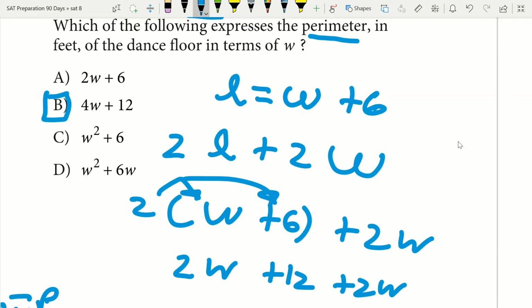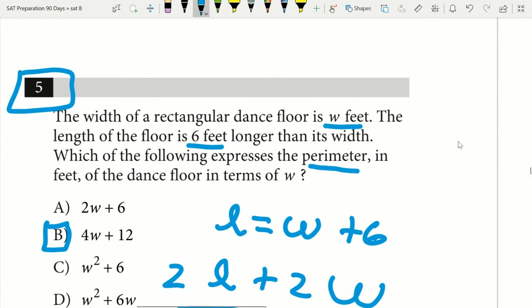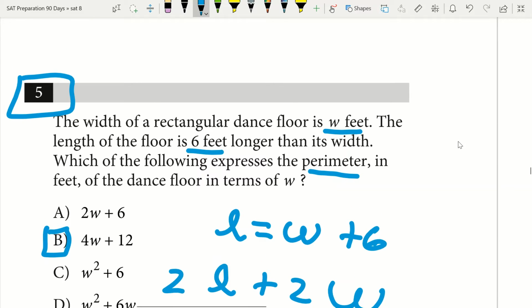So one thing I want to point out here is that if you were to not write out your equation as you read through this, then you would read through it, you'd get to the end, you would see which of the following expresses the perimeter in feet of the dance floor in terms of W, and at that point you would have to go back and reread, and then after that you'd read this sentence, the length is 6 feet longer than its width, and you would have to write that equation then. So basically what this is doing is it's preventing you from having to go back and waste that time rereading the question because you write out the information that you need as you read through. So by doing that, you're saving yourself some time rereading. So that's the SAT math trick, and hopefully that is helpful.